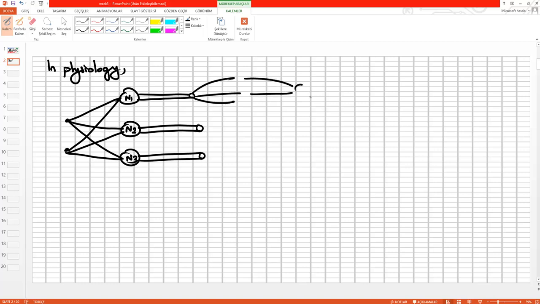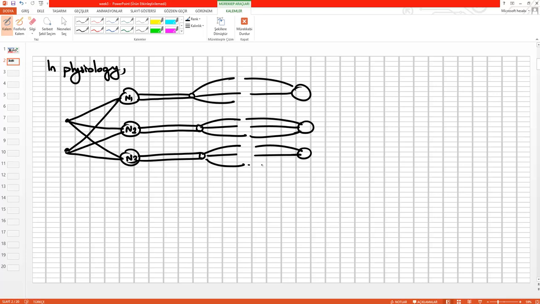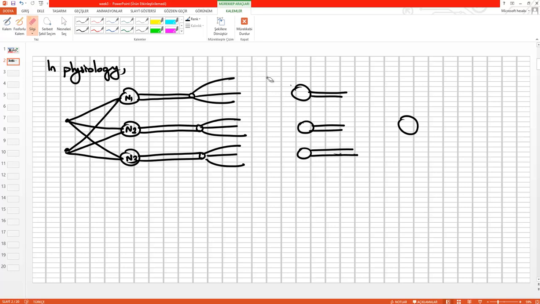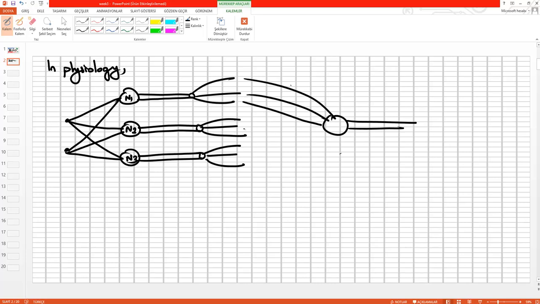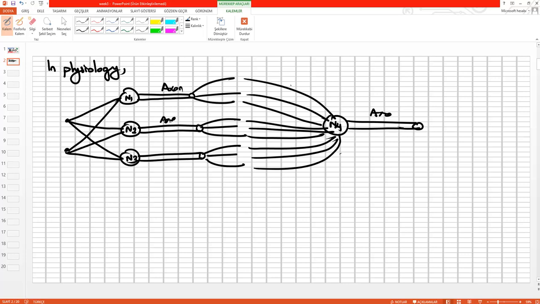So we have this kind of relation. Also we can create some other neurons in here, like this one. Axons can be given in here. Or more likely, we could create in a simple way one neuron in here, like this one, and we have all the connections into this one. So this is neuron 4, and we have an axon in here. Axon, axon, axon.